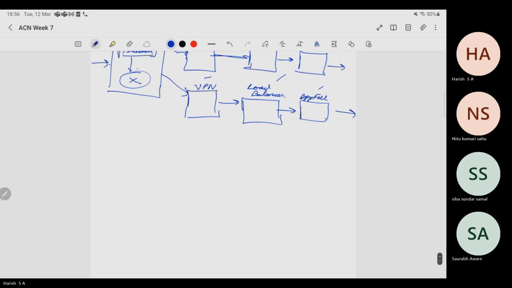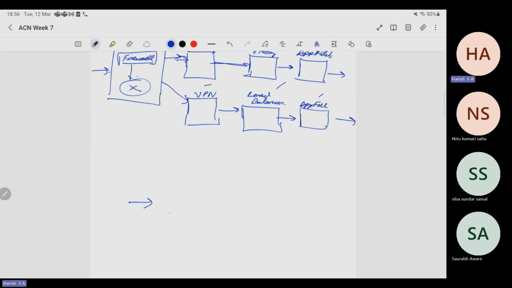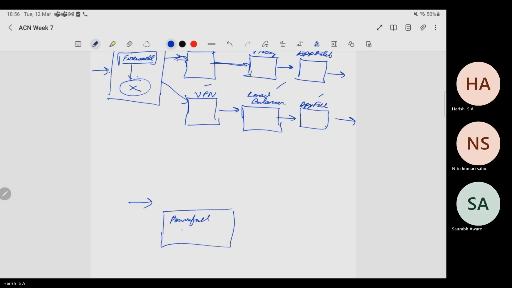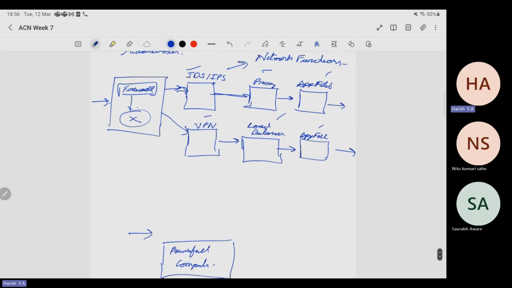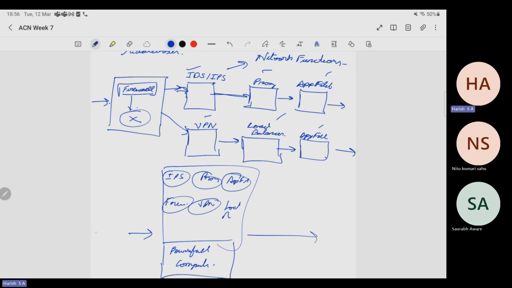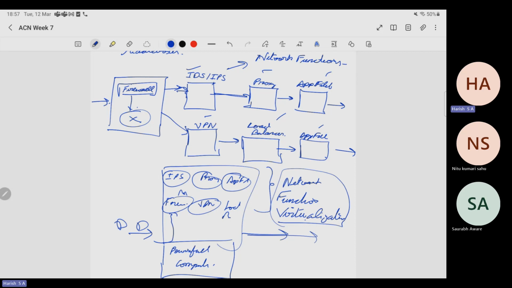What if instead of all of these, you replace it by a very strong CPU, or rather a very powerful computer? And on top of that, you're running IDS, proxy, app filter, firewall, VPN, load balancer, right? So packets come in, and then the packets go to the appropriate network function, and then they go out here. So this is what is network function virtualization. Okay. So this is what is network function virtualization.